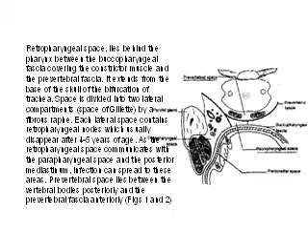Retropharyngeal space lies behind the pharynx between the buccopharyngeal fascia covering the constrictor muscle and the prevertebral fascia. It extends from the skull base to the bifurcation of the trachea.